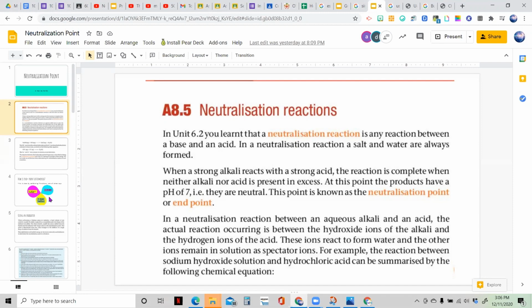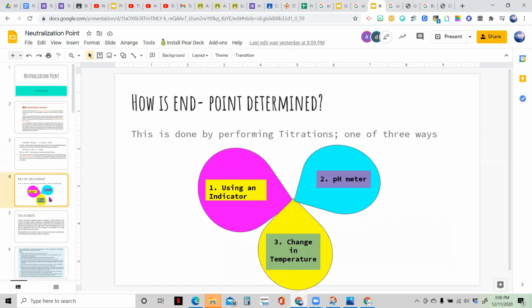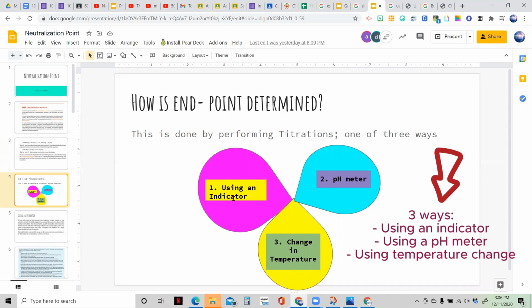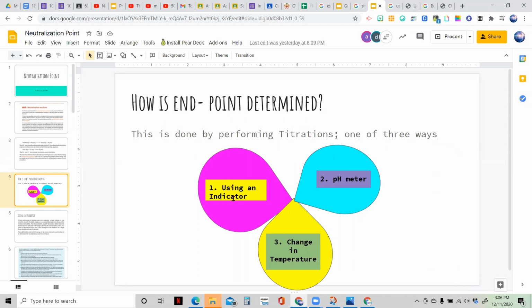So there are 3 ways to do this. One, we can use an indicator. An indicator is a substance that changes color depending on the pH value of the substances. So it would be one color in an acid, but a different color in a base.